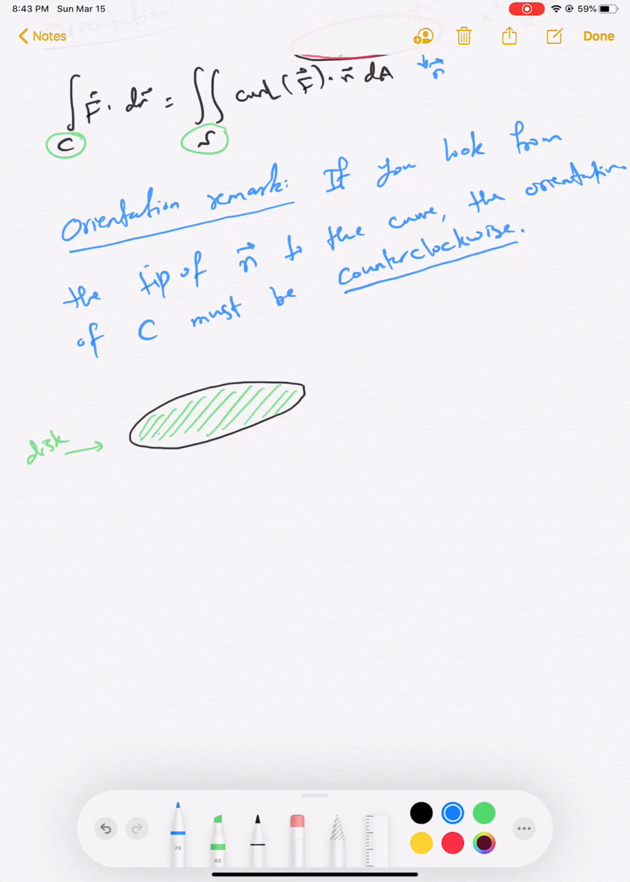It's either the upward normal vector or the downward normal vector. Now, let's say you are taking the upward normal vector. So if you decide to have this n, imagine you are this guy. This is you. I'm not good at drawing, but this is you, okay? And imagine you are standing here and you are looking at the curve.